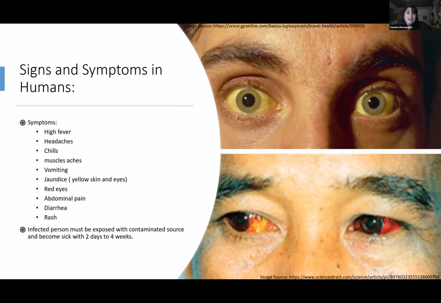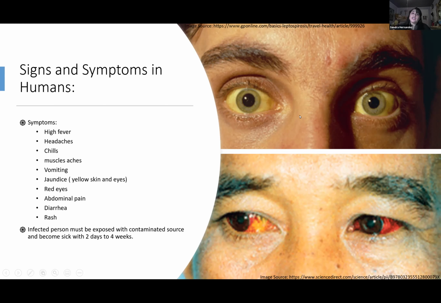Signs and symptoms in humans. There is a variety of symptoms and signs in humans. There are times that humans do not show any type of symptoms, and then the symptoms are high fever, headaches, chills, muscle aches, vomiting, jaundice, yellow skin and eyes, red eyes, abdominal pain, diarrhea, and rash.